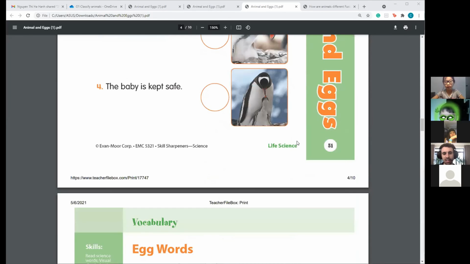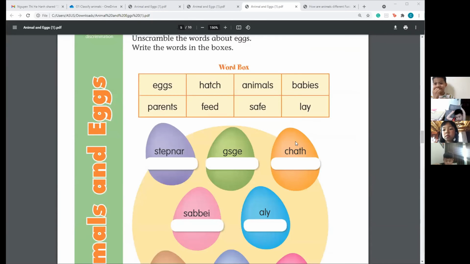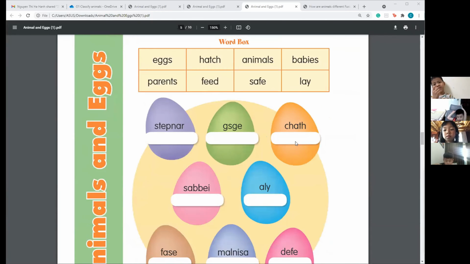I have a little challenge for you guys now. We only have a few minutes left. We'll only do a few of the words. You guys can tell me the color of the egg you figure out. But guys, you can look at the eggs. The words are scrambled. You have a word box with all the words.